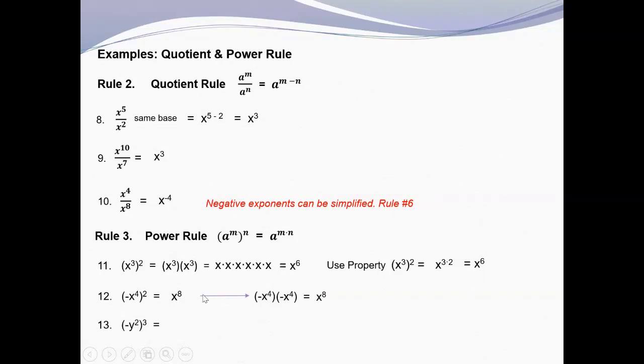Okay. For example, this one here. We have parentheses negative y squared close parentheses, cubed. Remember what I just said? If you have a negative raised to an odd power, the answer is going to be negative. So this is going to give us negative y to the sixth power.